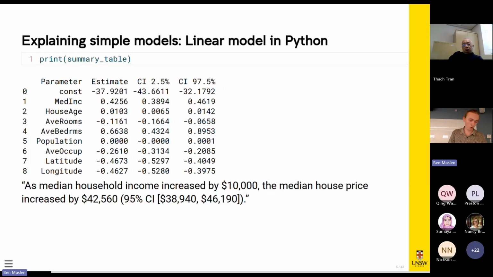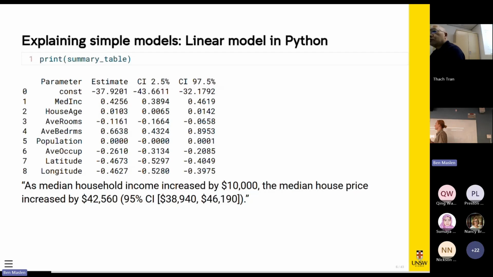It's 0.4256. So median household income is measured in tens of thousands of dollars, and median house price is measured in hundreds of thousands of dollars. So we would interpret this regression slope as saying, as median household income increases by $10,000, we predict the median house price to increase on average by $42,560, with a 95% confidence interval from $38,940 to $46,190. So this is great.